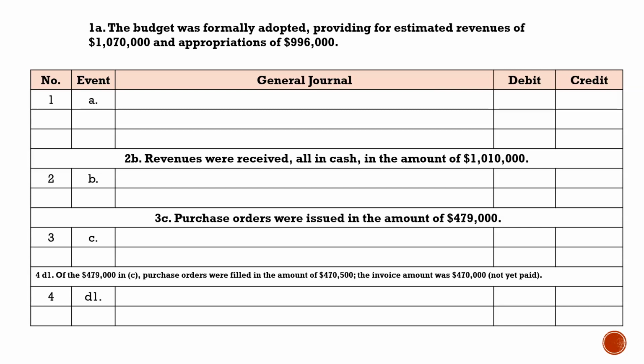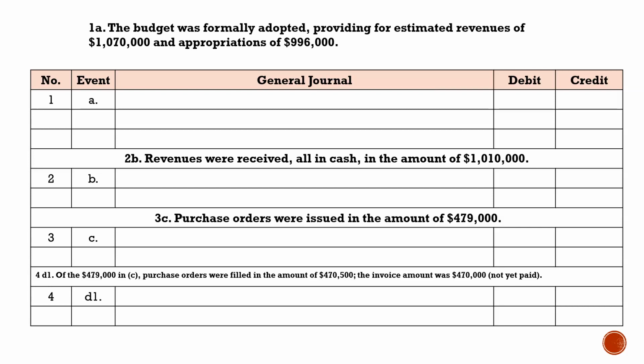So number 1, the budget was formally adopted. This means that the City Council has voted on the budget. It's been approved. What did I say? When the budget's approved, we record it. Now remember, when we're recording the budget, it's all estimated. So all of these are estimated numbers. We may have to change them at a later date. So the budget was formally adopted.